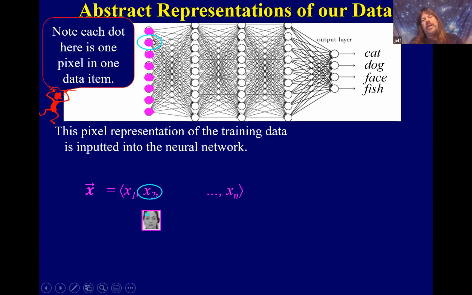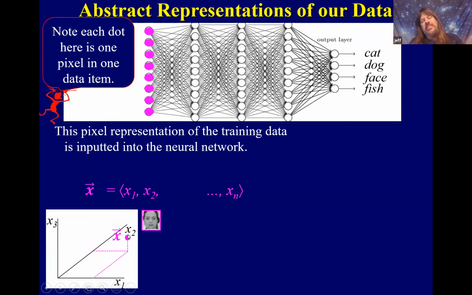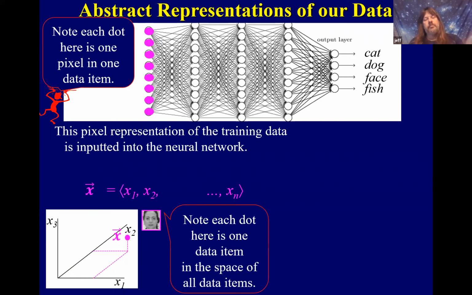And just as a reminder, each of these dots corresponds to one of the pixels. Well, here, this single dot represents the whole vector, right? So this single dot corresponds to all of those dots, right? Just to make sure we don't confuse our dots. They're different sorts of dots, right?